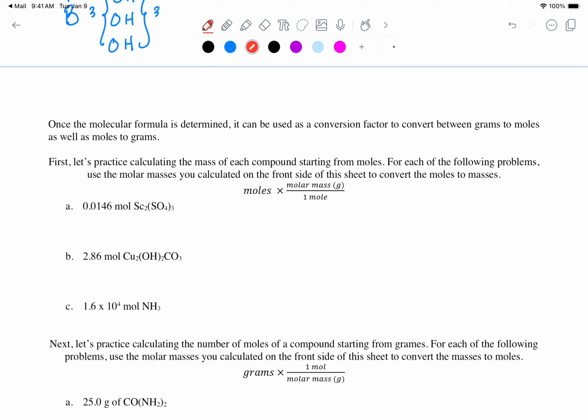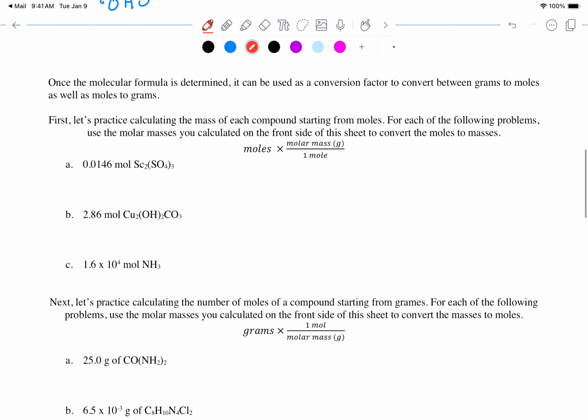So the first set of problems asks us to calculate the mass of each compound starting from moles. Our setup here is telling us to start with moles and then multiply by the molar mass, which would be whatever that mass is, divided by 1 mole. So that's your grams per mole, because the moles are going to cancel out top and bottom, and you are going to be left with grams on the top, which are the units that you want in this problem. So it's a one-step conversion.